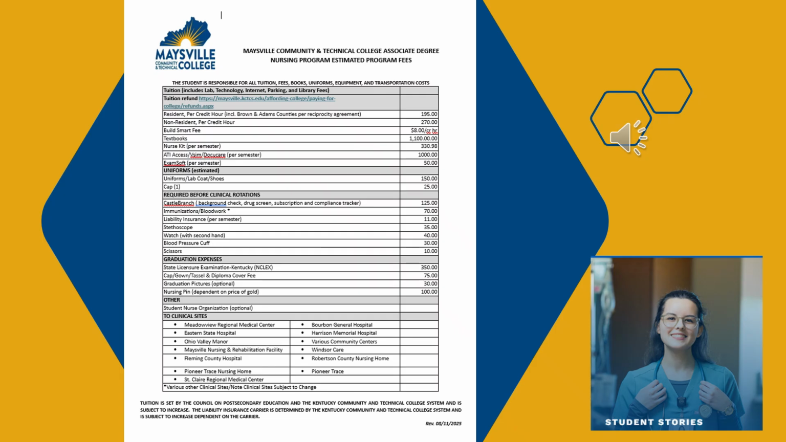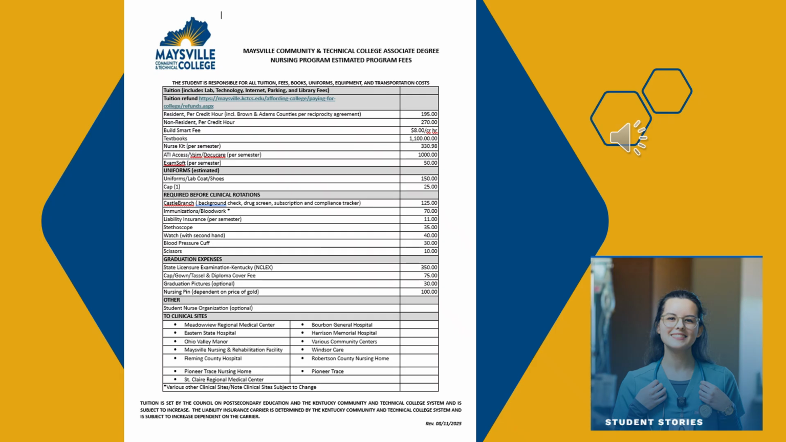The Build Smart fee is $8. Textbooks are about $1,100 for the semester. Your nurse kit per semester is $330. Your ATI access, your VSIMs, and DocuCare per semester are approximately $1,000. ExamSoft per semester is $50. And then we go on to uniforms and your cap, and required clinical before clinical rotations.